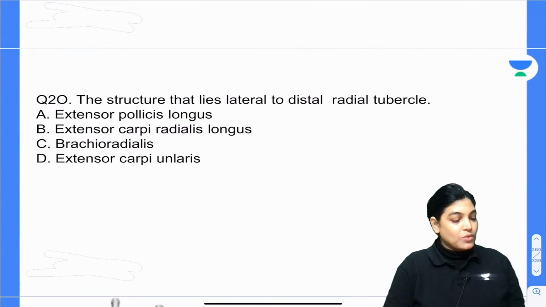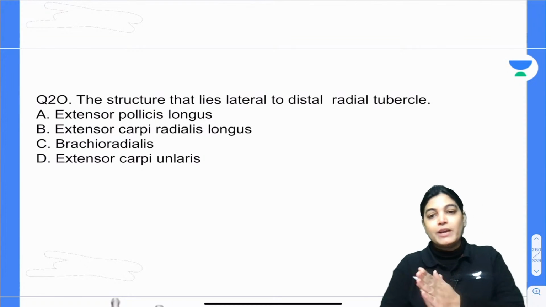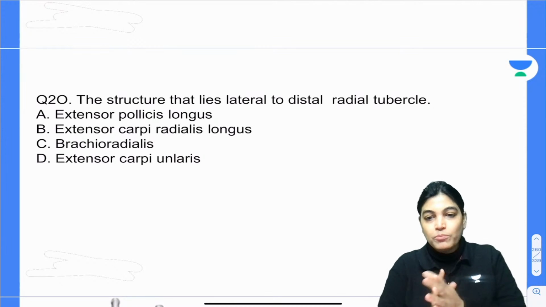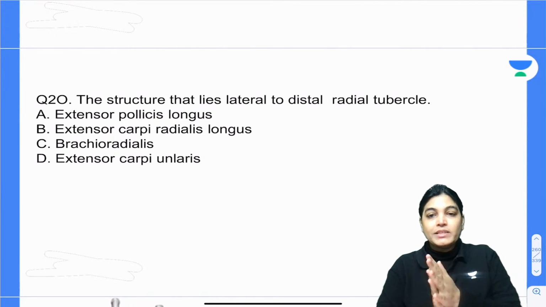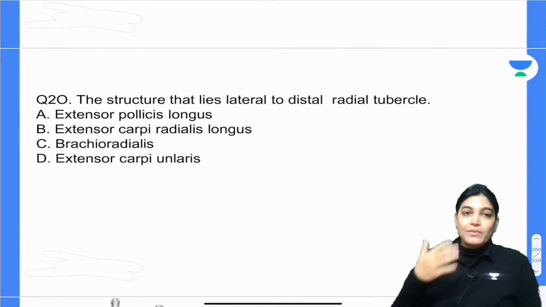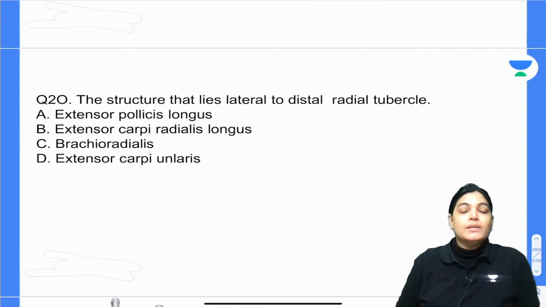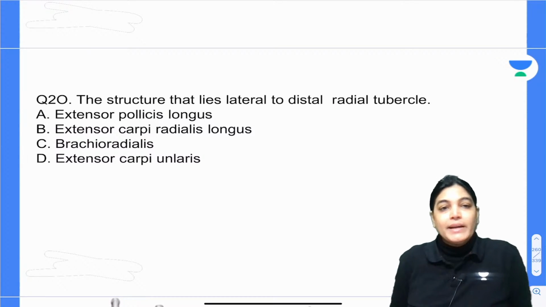So actually today we are going to solve 50 MCQs. The session will continue for another 1 hour or so, 1 hour 10 or 15 minutes, so that we can cover the entire 50 MCQs.